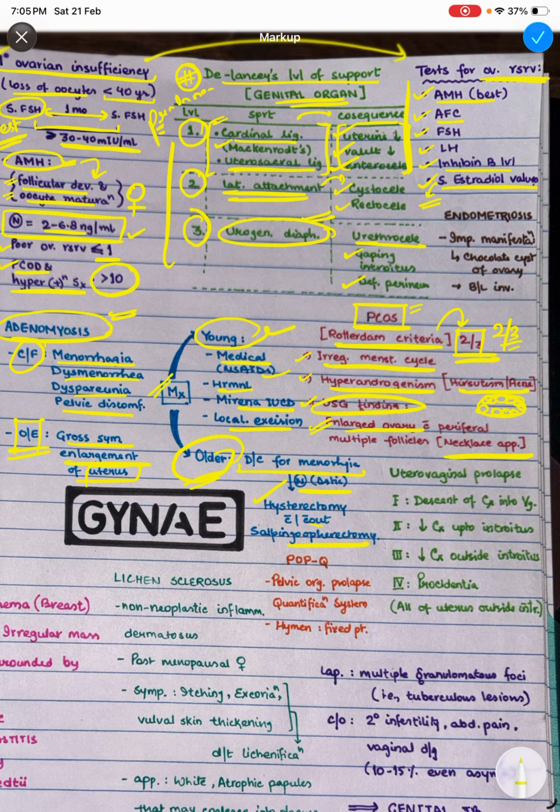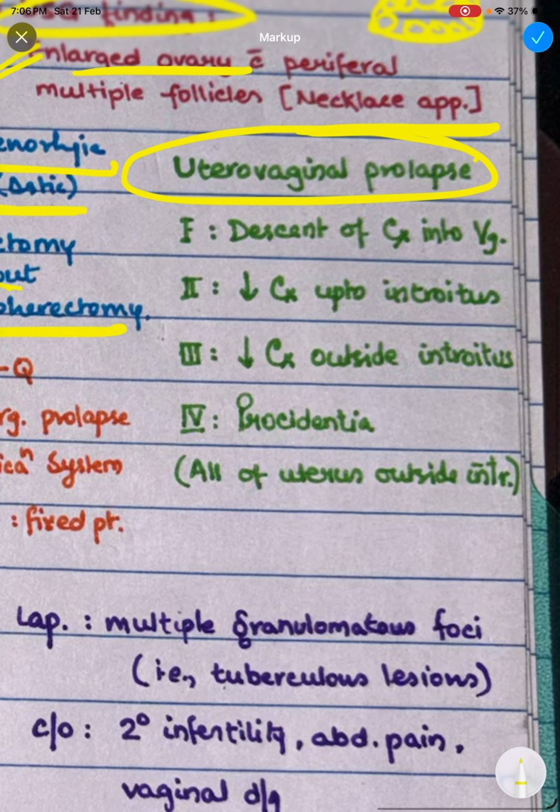Okay. Next, where we have studied about DeLancey's levels of support, we will also be studying about uterovaginal prolapse. In this uterovaginal prolapse, we have four levels. The first one is descent of cervix into vagina. The second level is where descent of cervix is up to the introitus.